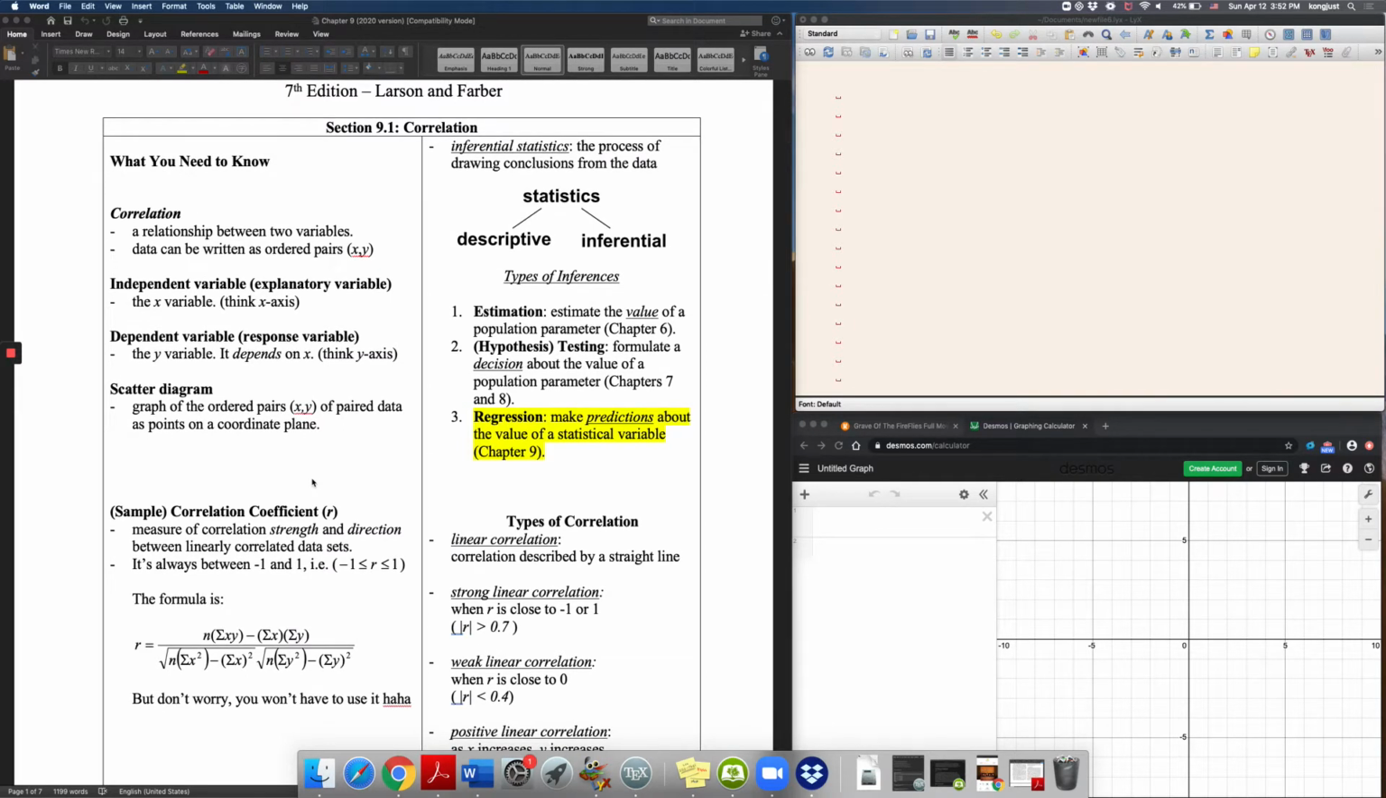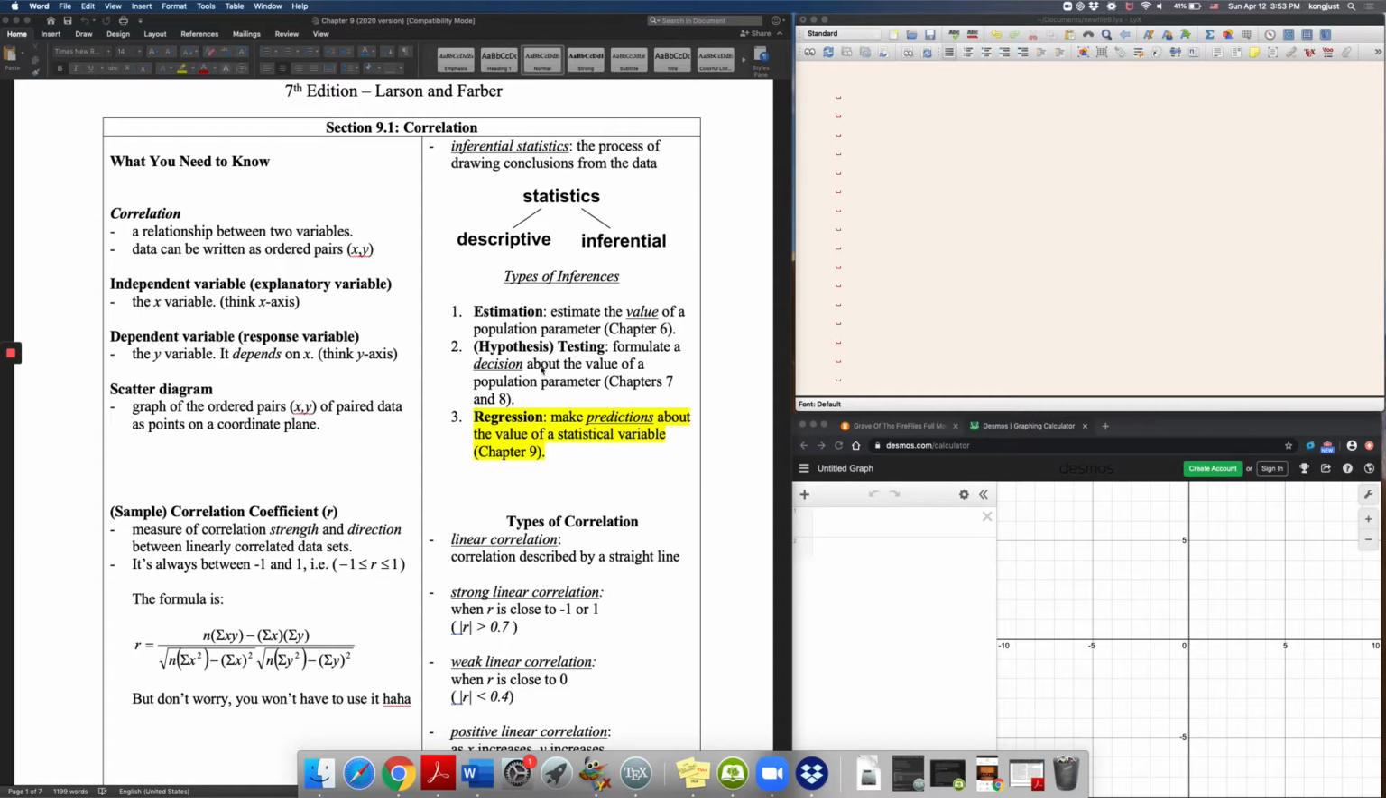Okay, let's take a step back real quick. We talked about this last time, but let's just take a quick look at where we are. We are in the chapters about inferential statistics. Remember, there's descriptive and inferential. Inferential is when you draw conclusions from the data that you have, instead of just describing and displaying it. So we talked about three types of inferences. The first was estimation. That was back in chapter 6. Remember those intervals for what the mean is at.